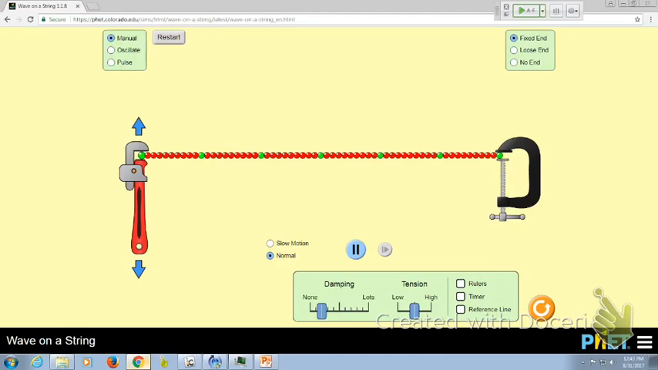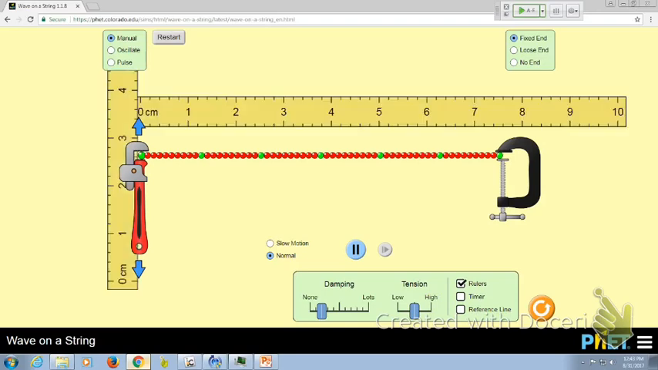And what I learned is that if you treat it like an experiment, and you only change one thing at once, and you're thoughtful about it, you can actually get an awful lot out of these things. You can add rulers, you can add a timer, you can add a reference line. I mean, you can make it as quantitative as you want.